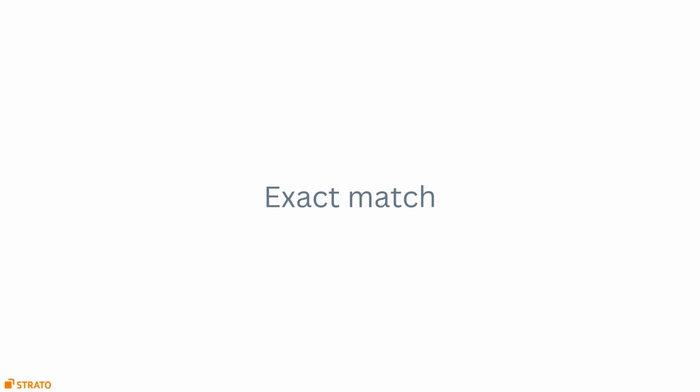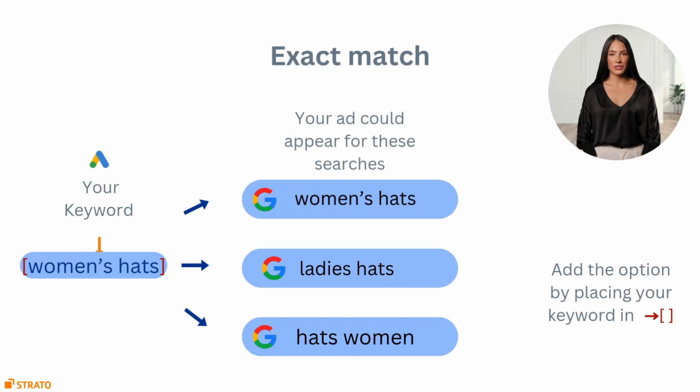Another option is exact match. As the name suggests, this is the most precise option, where your ad is shown only when the search query exactly matches your keyword. This reduces reach, but increases the accuracy and efficiency of budget usage.